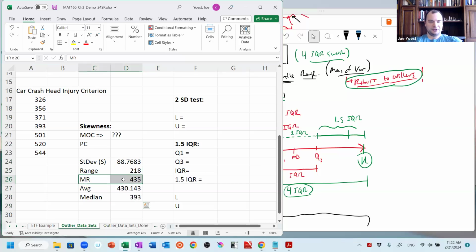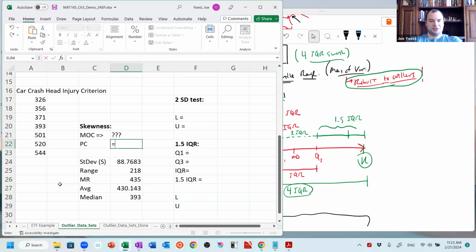Okay, so looking at our descriptive stats, we have a mid-range of 435, a mean of 430, a median of 393. Well, the mean does seem to be a decent bit above the median, maybe about 10% larger than the median. The mid-range 435 is a little bit above the mean, but only maybe a percent or so larger. These do line up in the correct way to indicate maybe some right skewedness, but do I think that these are far enough apart to be evidence of right skewedness? I'm not sure.